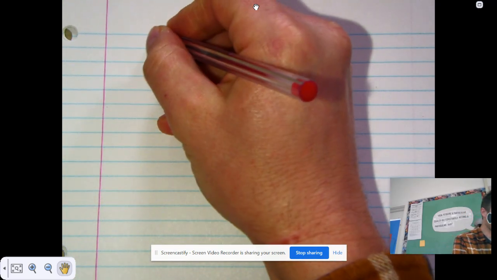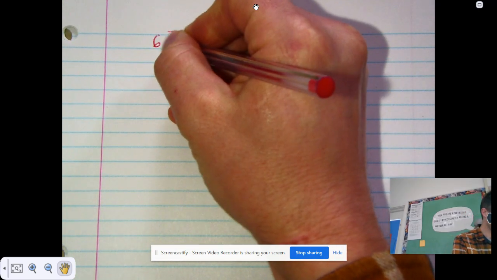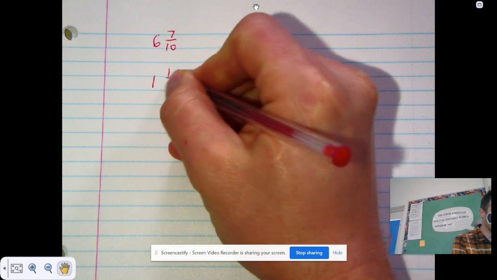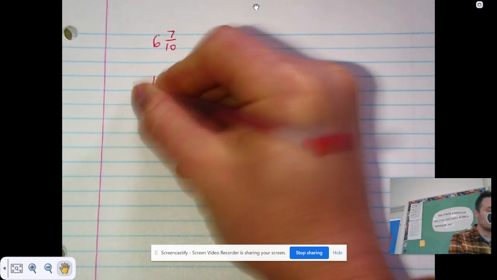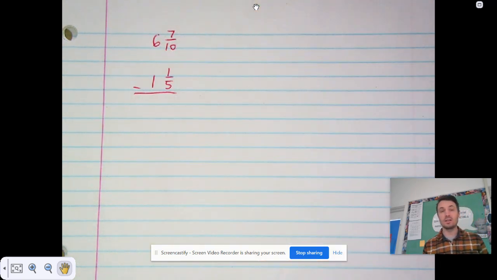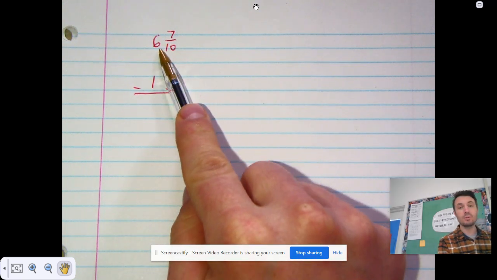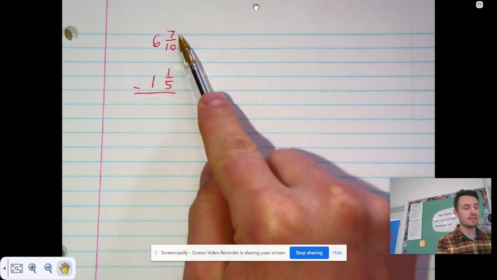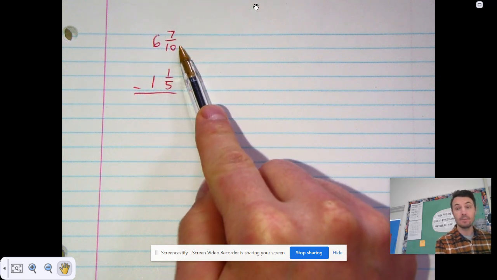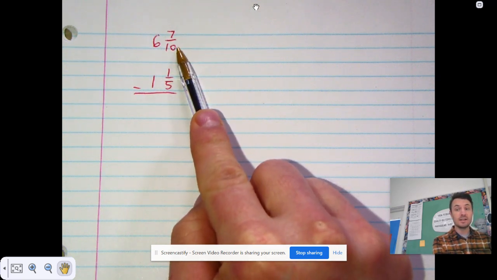So let's say we have 6 7/10 minus 1 1/5. So we're not actually subtracting or adding with mixed numbers today. We're rounding them to the nearest whole number, and then we're subtracting or adding. So we have 6 here. Let's pretend this was pizzas. We have 6 whole pizzas and then 7/10 of a 7th pizza.